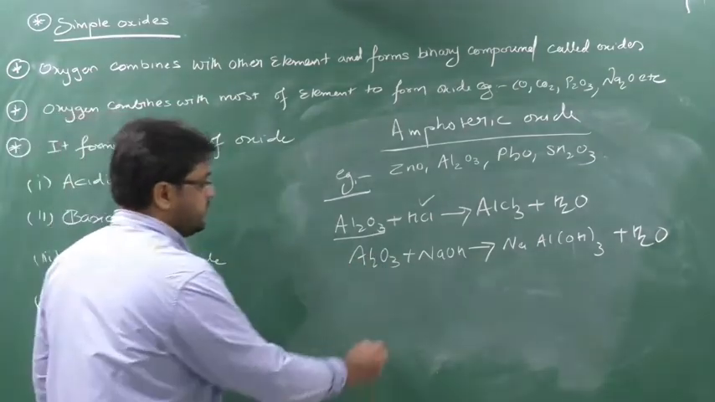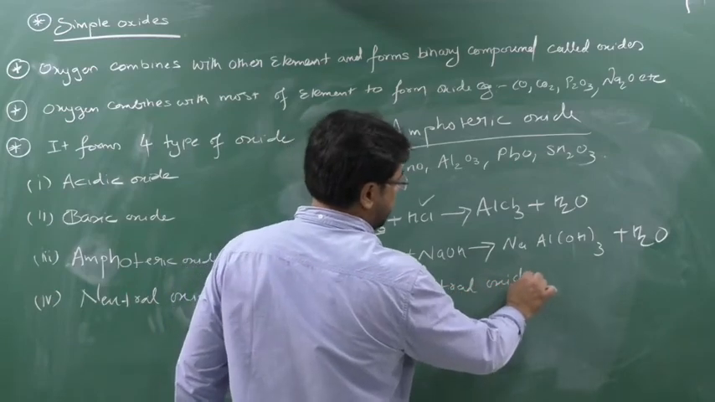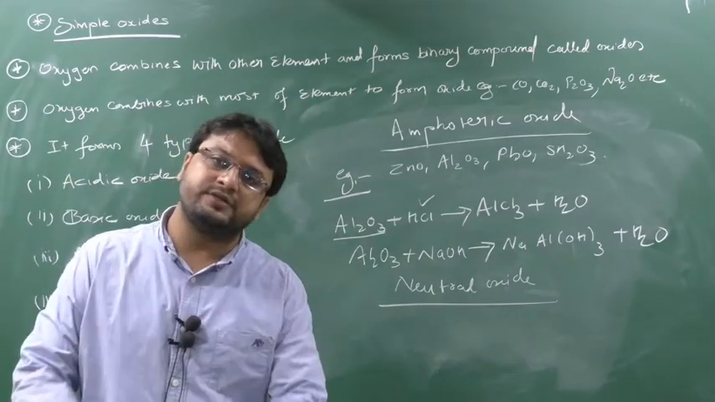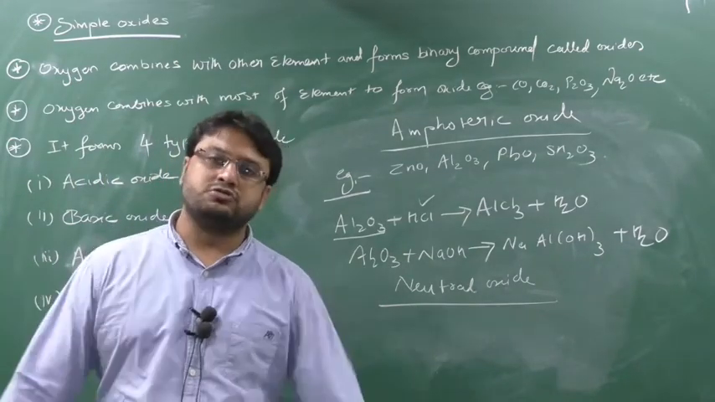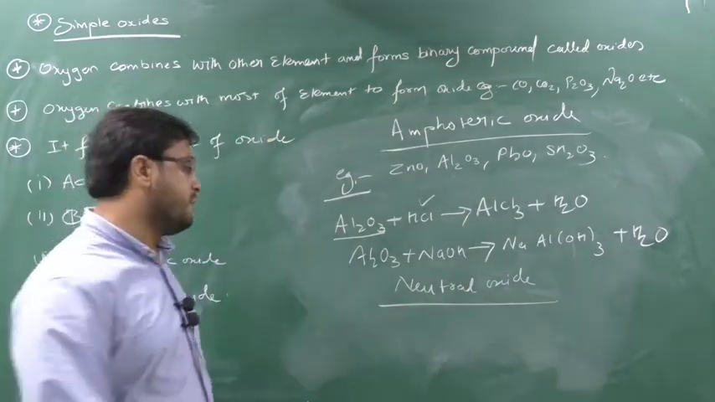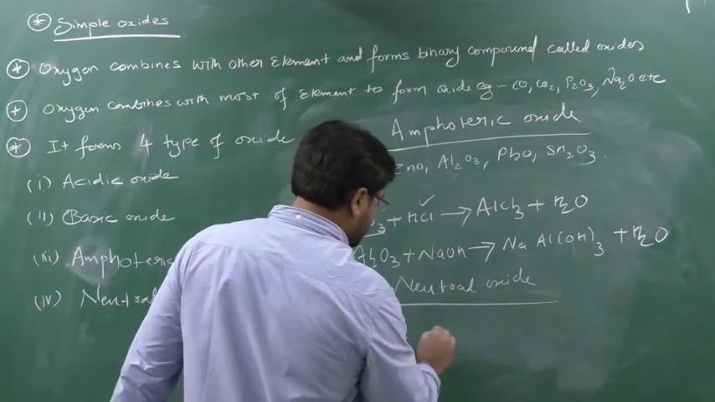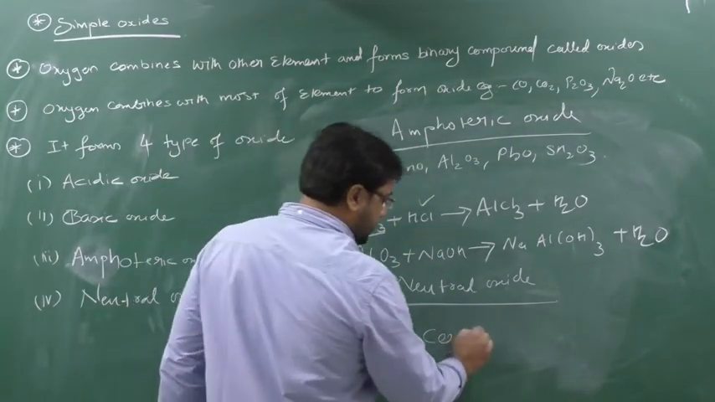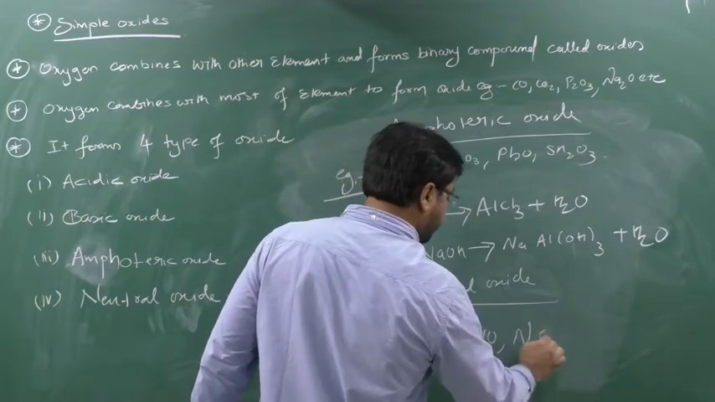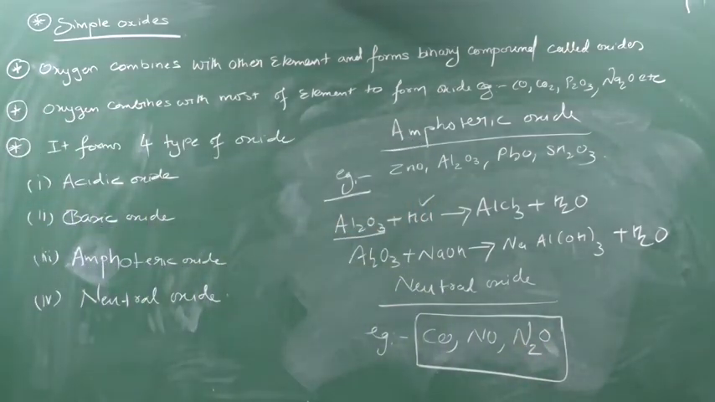Next, neutral oxide. Last topic. Neutral oxide. You can write down: neutral oxides are ones which will not react with acid as well as with base. Clear this part? So neutral oxides are which kind of oxide? Which will not react with acid or with base. So remember the examples. Shortcut, CONO, N2O. So CO means CO, NO and N2O. These are the best examples of neutral oxide.